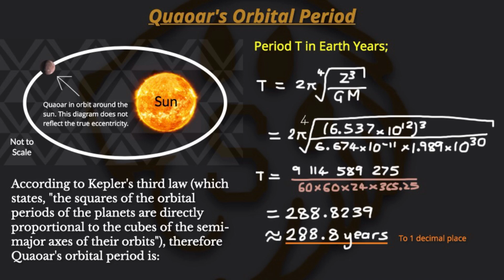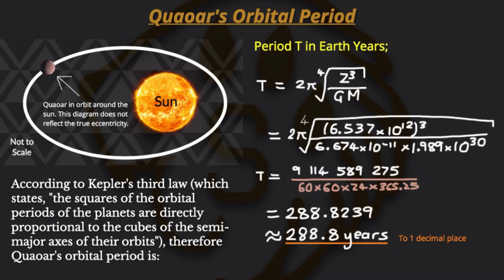You will find the link in the description for the YouTube channel of the video where there's the longer version of this calculation. So when we convert, we then find 288.8239 when we divide those values into the billion seconds. So we then find our period being approximately 288.8 years, correct to one decimal place. So that's the period in Earth years for Quaoar.